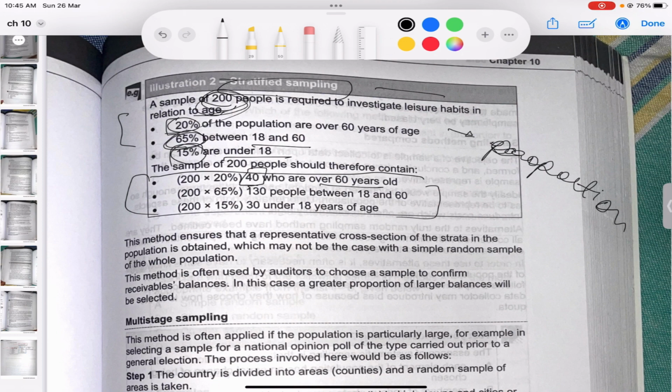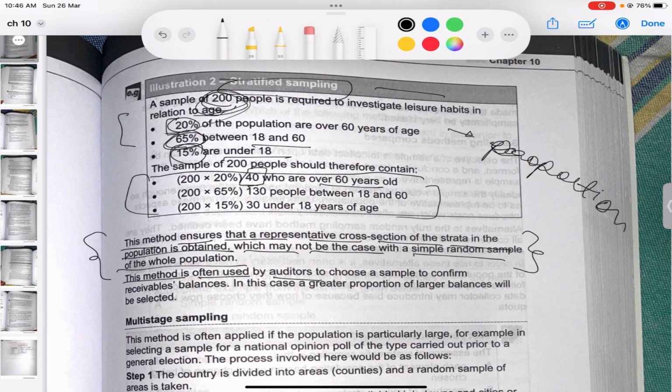I hope you got the concept. This method ensures that a representative cross-section of the strata in the population is obtained, which may not be the case with a random or a whole population. So when you're doing a random or a whole population, we cannot ensure that every type of people has an equal proportion, right? Because it is random. So in the stratified sampling method, that is something which is ensured.